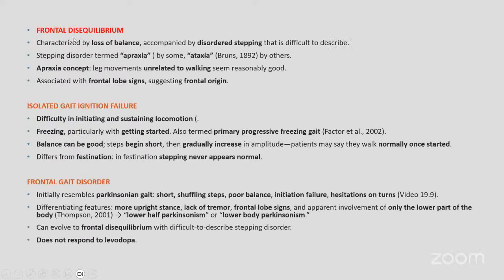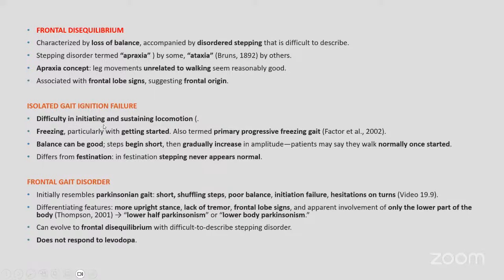So this frontal disequilibrium is a loss of balance accompanied by disordered stepping that is difficult to describe. The stepping disorder is termed apraxia. By some, it is termed ataxia. And the apraxia concept is that leg movements unrelated to walking seem reasonably good, such as if we ask the patient to lie down and do a bicycling movement, they will be able to do it. But when we ask them to walk, they may have difficulty walking. So they have difficulty only in walking, but other movements they can do. And this is associated with frontal lobe signs suggestive of frontal origin.